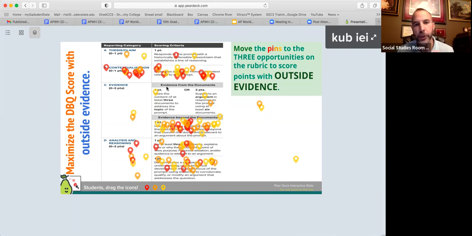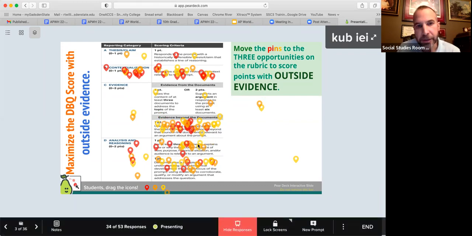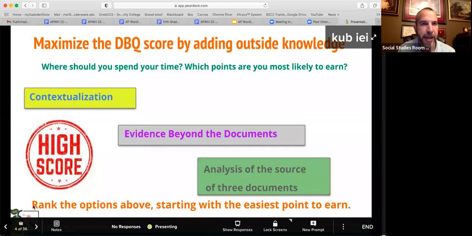Of course, that is where you need to go beyond what's in front of you in those documents and discuss something that's relevant that would help you earn that point. Point of view would also be the third one, because you are going beyond the document and considering why that document was written by that author at that time. So that's pretty much how these rubrics come together.